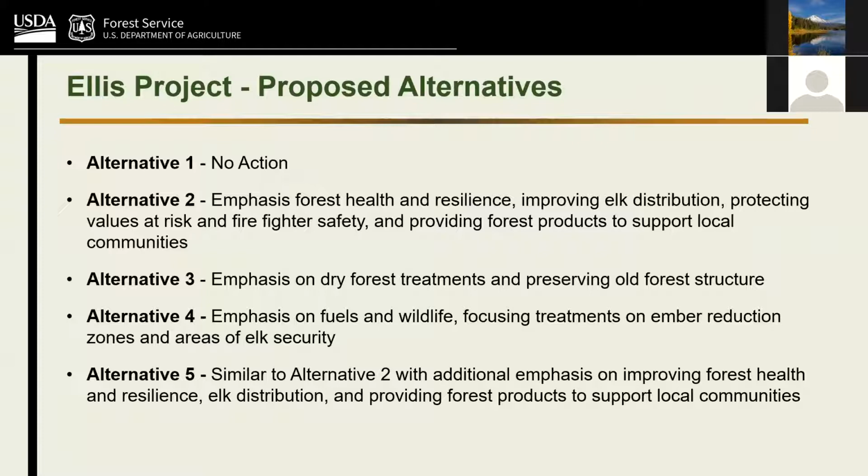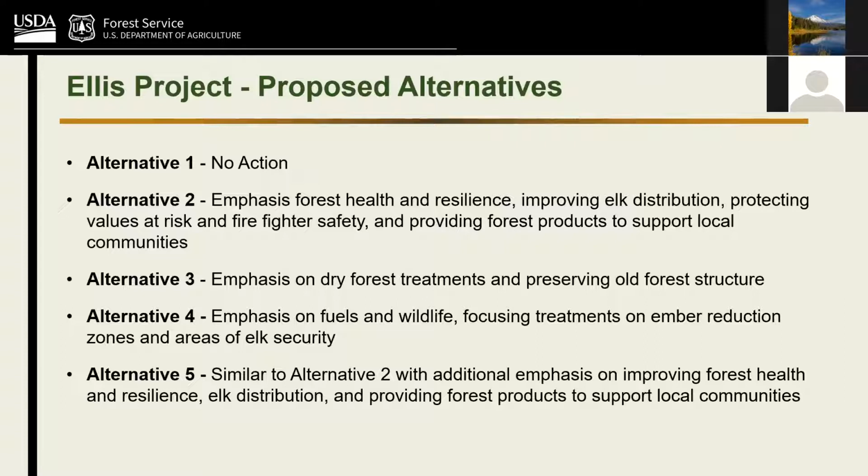Okay, so here is our range of alternatives that you will see in the draft EIS coming up. The first, alternative one, is no action. We do nothing. And then we have 4 action alternatives. So alternative 2 is an emphasis on forest health and resilience, improving elk distribution and protecting values at risk and firefighter safety, and providing products to the local communities. Let me back up just a second. Each of these alternatives has a basic theme to them, and that's what you see here.